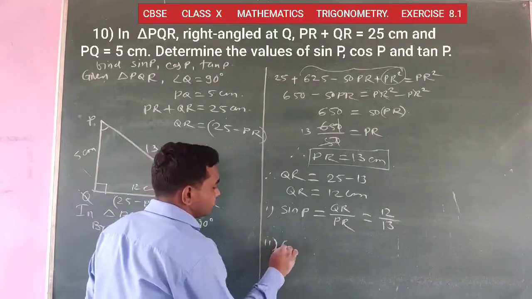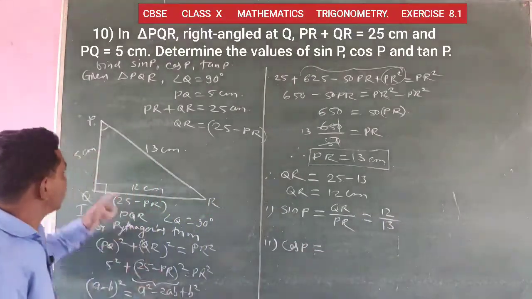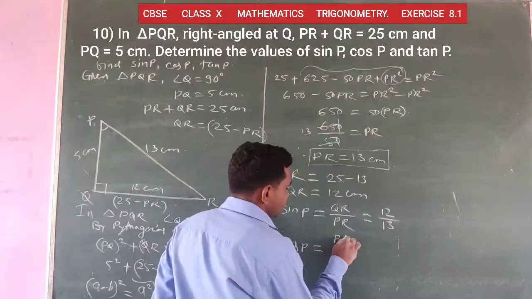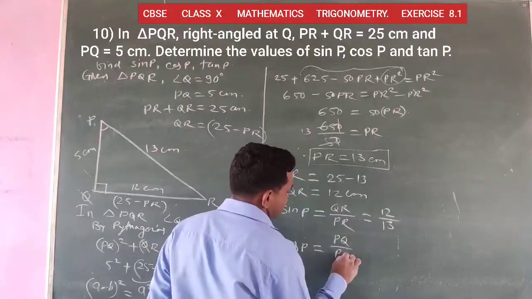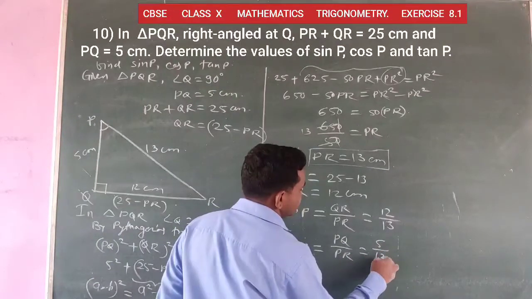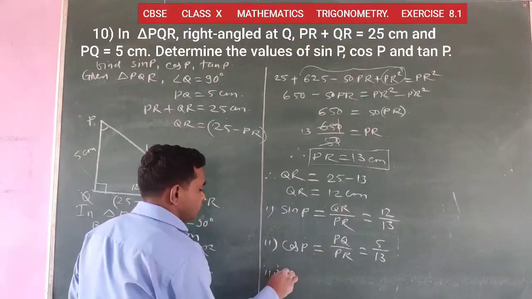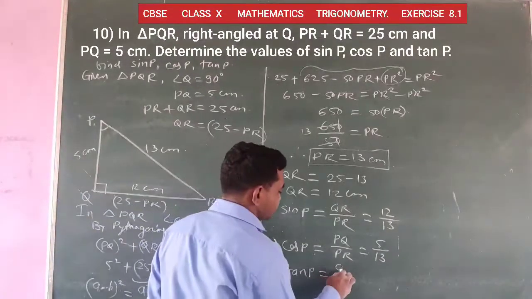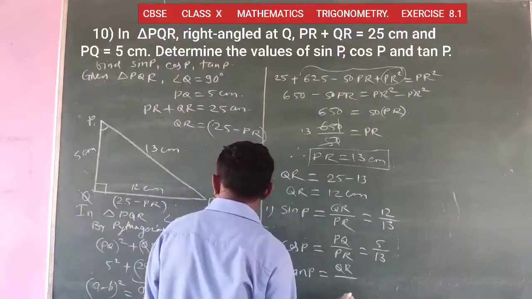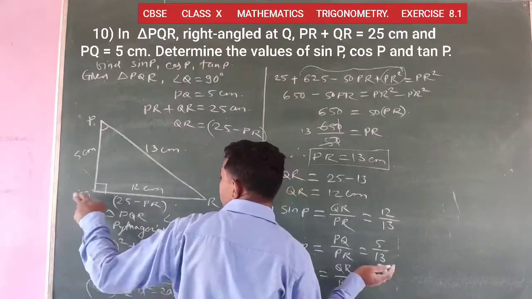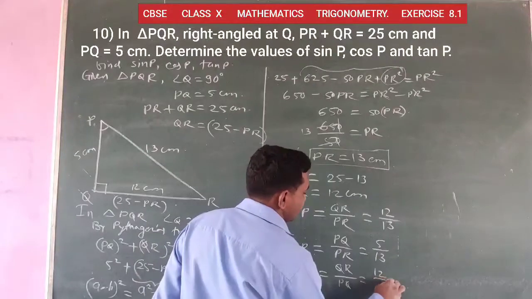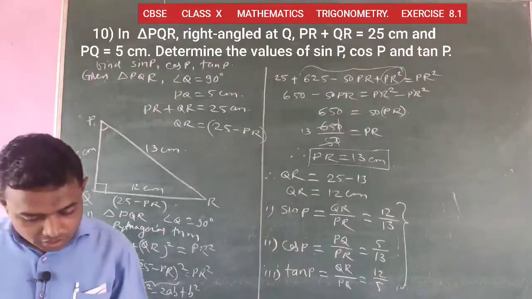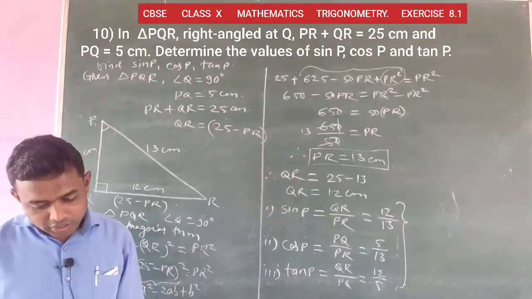Number 2, cos of P. Again this is the angle P, and in terms of cos, the adjacent side is PQ, again upon hypotenuse PR. So PQ is equal to 5, PR is equal to 13. And in the last, tan P is equal to opposite side QR upon adjacent side PQ, and this is 12 upon 5. So these are the answers. This is the solution of question number 10.